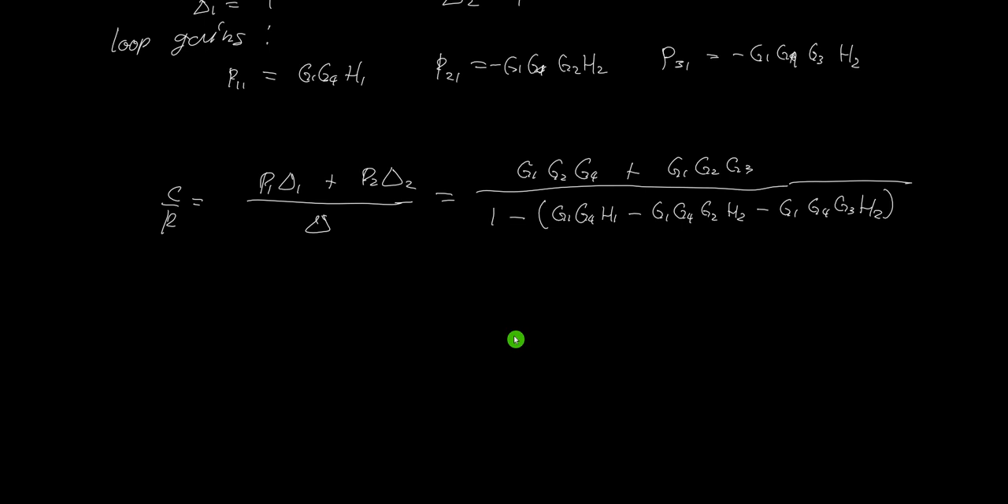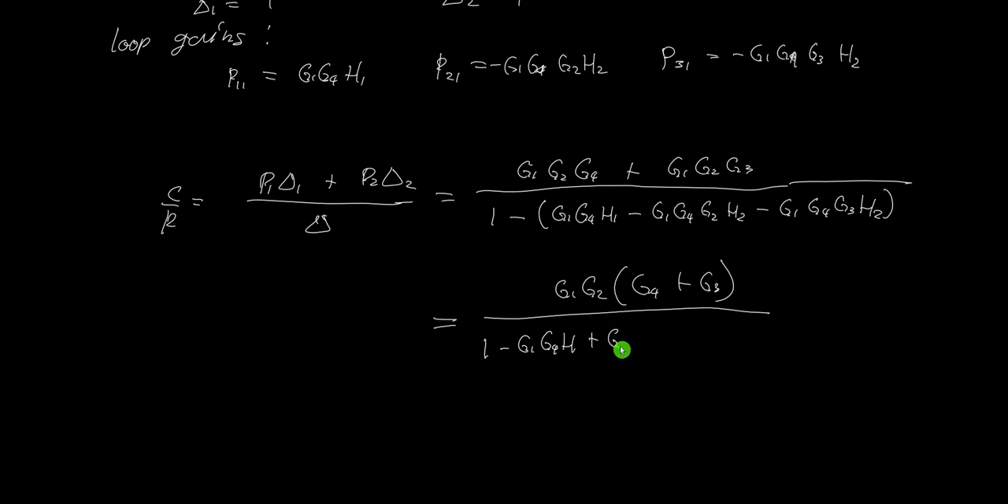So how do we simplify this one? We can factor out G1, G2 in the numerator, so G1 times G2, and we have G4 plus G3. All over the denominator, we have 1 minus G1, G4, H1. Then this will become positive, negative, negative. G1, I can just rearrange this, G2 and G4, H2. Then again, plus G1, rearrange this again, G3, G4, and H2. Then this will be our C over R.